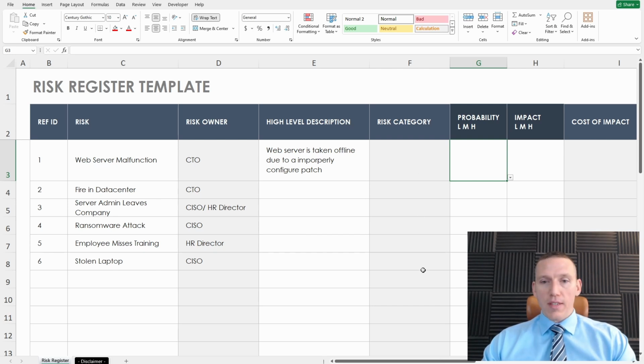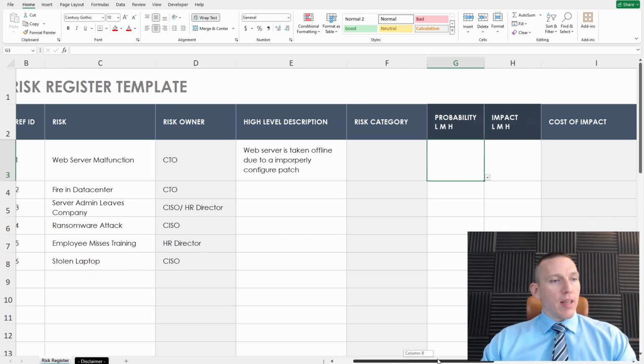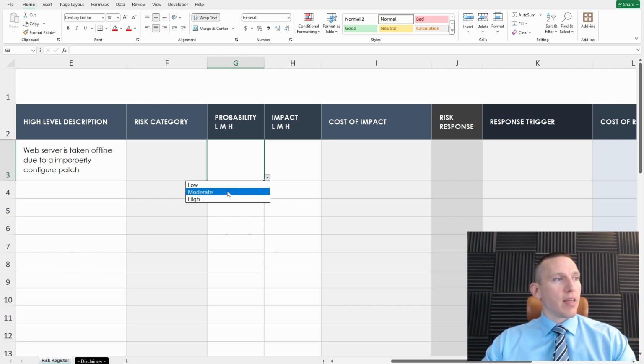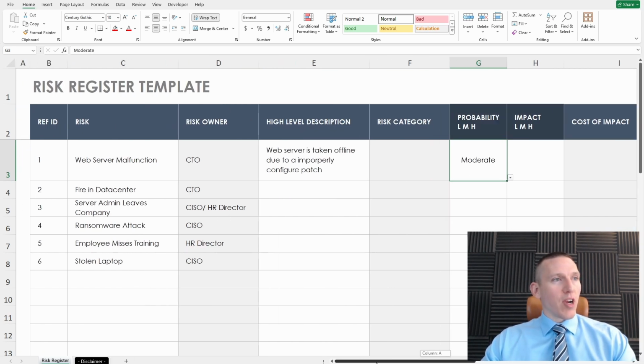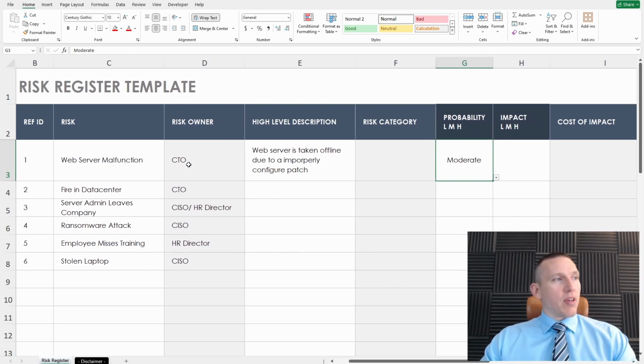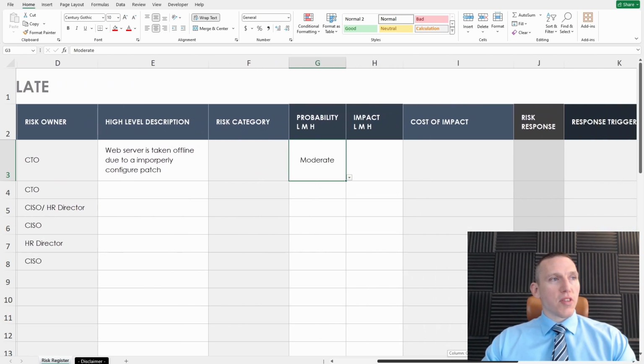You can categorize these risks, if you have a category that you have in mind for your organization, but let's go ahead and do a probability here. I'm going to skip that for now. Probability: low, moderate, or high. I'd say that's moderate, unless we're a very popular company. So maybe we have an improperly configured patch. I'd say there's a moderate risk there.